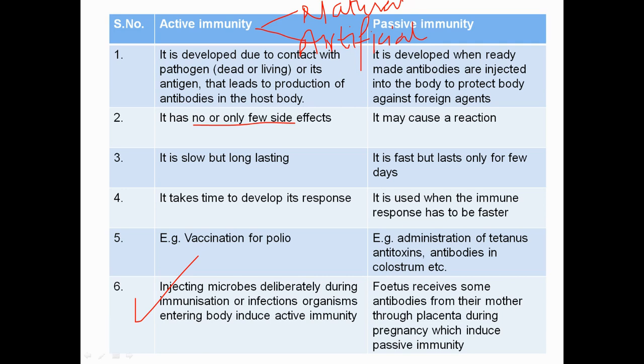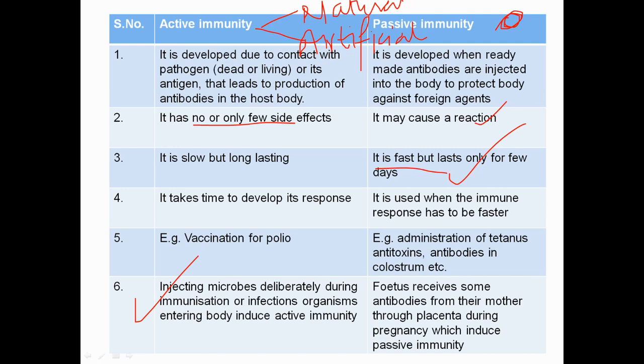Now, what is passive immunity? Passive immunity is the kind of immunity when we take ready-made antibodies and inject them directly into the person's body. It may cause a lot of reactions. It is very fast but lasts for a few days only, because it does not lead to the development of memory. It is very fast, like administration of tetanus antitoxin, or in the case of rabies also. And nowadays, for COVID-19, we have developed plasma therapy on this passive immunity because we are injecting ready-made antibodies.